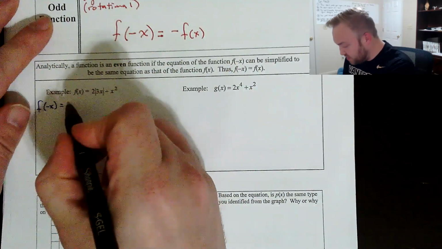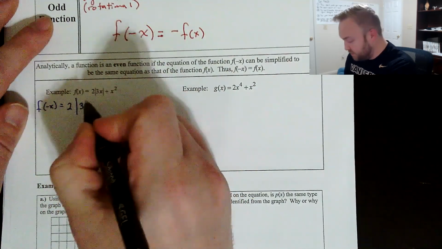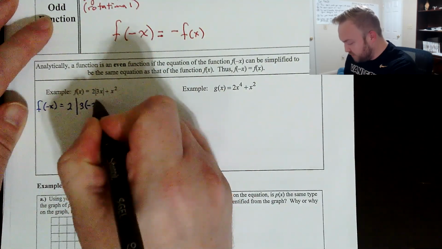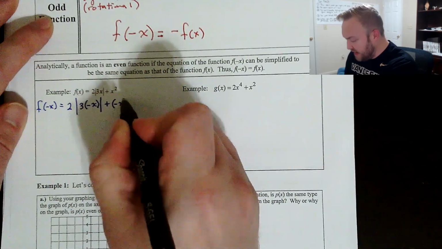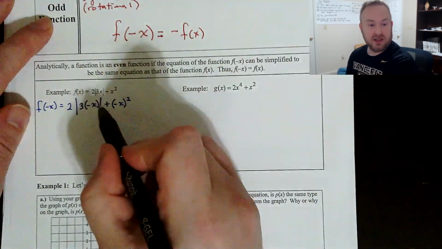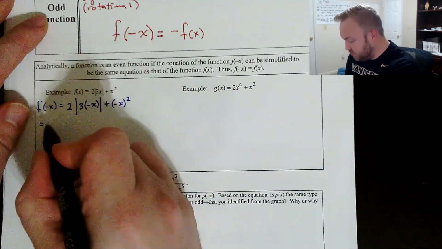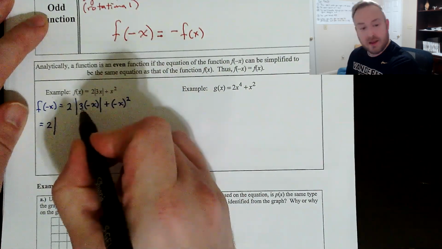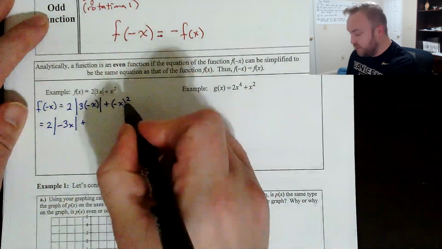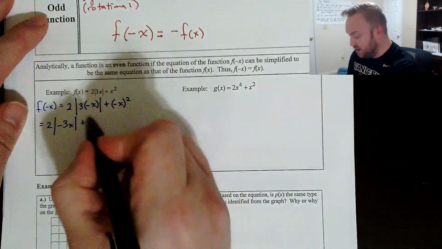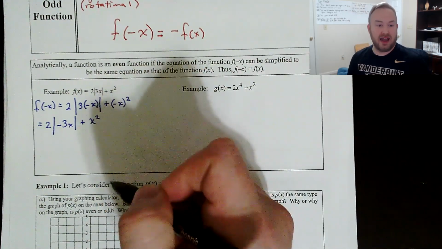So I'm going to recopy this whole function: the absolute value of 3, and instead of 3 times x, it's 3 times negative x. And instead of x squared, it's negative x squared. See, I replace the x's with negative x's because I'm finding f of negative x. Now, as I continue to simplify this, 3 times negative x is negative 3x. And if I square a negative, the negative will become positive. So we've already gotten rid of that negative there.